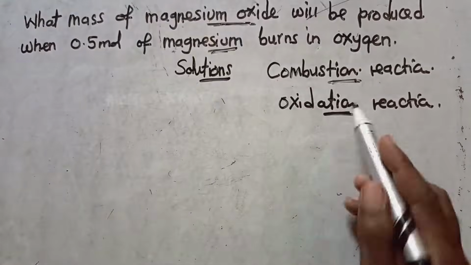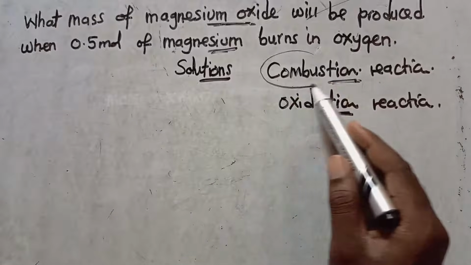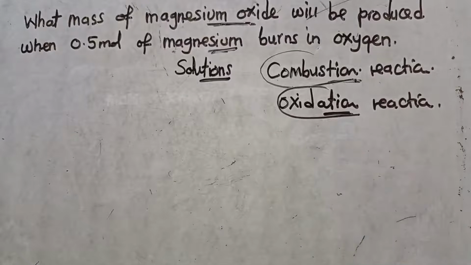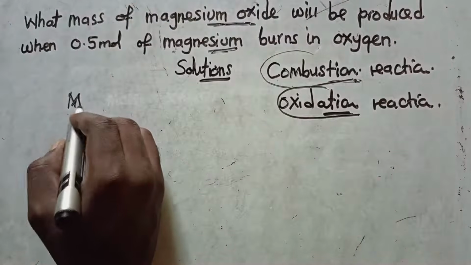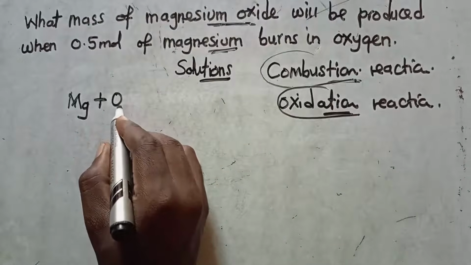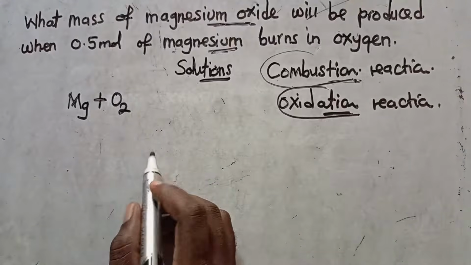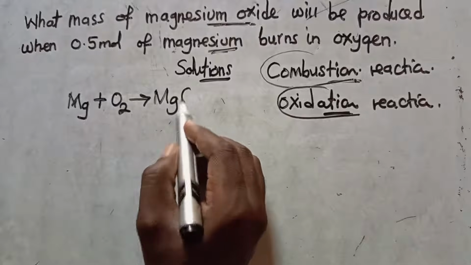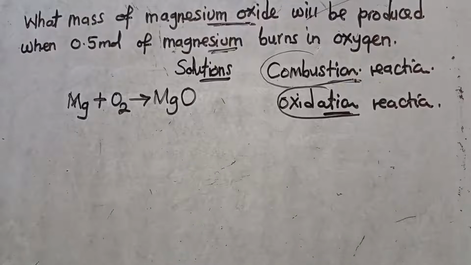They look similar. This one is where a substance is burning in oxygen. This is where oxygen is being added to a substance. This is a simple understanding that I want you to get. So here we are talking about magnesium burning in oxygen. Oxygen exists as a diatomic molecule, which is giving us what? Magnesium oxide. This is a chemical equation.